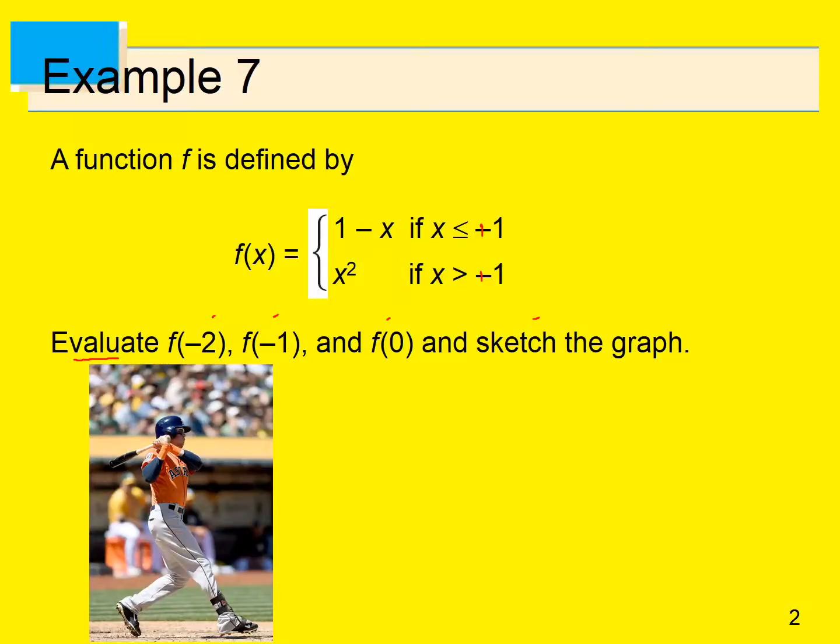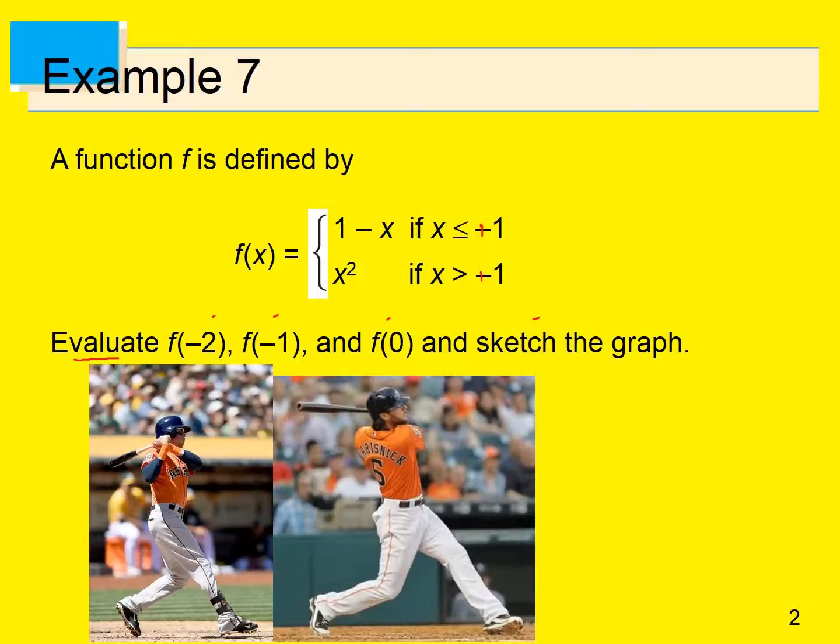Just like putting Kobe Rasmus together with Jake Marisnik, one guy from the left, one guy from the right, and you get one total guy.